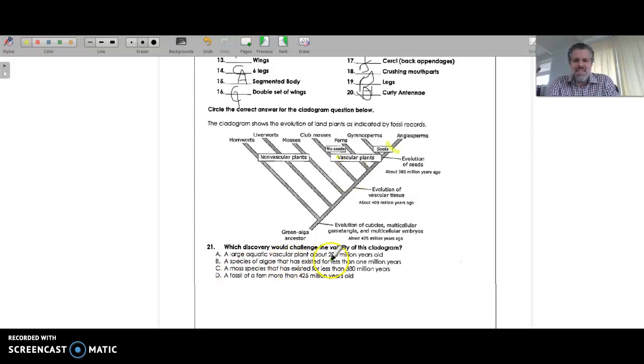A species of algae that has existed for less than 1 million years. Well, the evolution of green algae ancestors is way back here, all the way at the beginning of the cladogram. So there's no sense to say that that's going to change it. A moss species that has existed for less than 380 million years. So 380 million years puts us right here at the evolution of seeds, but we have mosses all the way back on this timeline already on this cladogram. So nope, that's not going to change it. So the only correct answer here then is letter D.